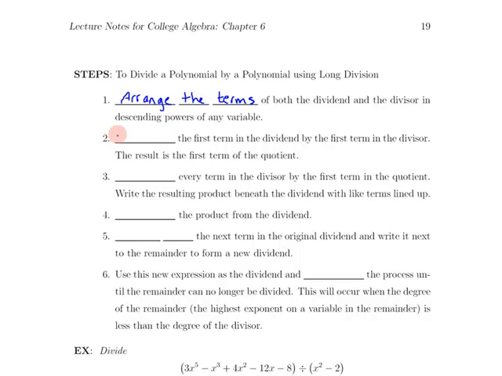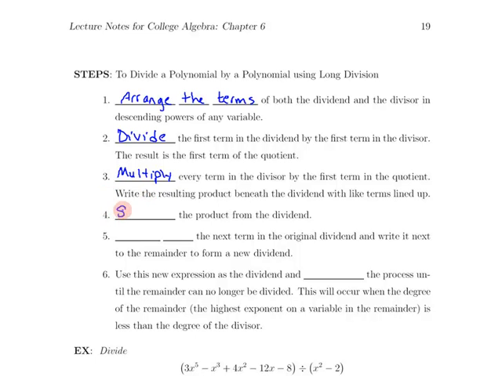Okay, next thing you do is you divide the first term of the dividend by the first term of the divisor, and the result is the first term of the answer, or the quotient. Then we multiply every term that's in the divisor, that's outside the long division symbol, by the first term of the quotient, which is the answer. And we write that resulting product underneath the dividend where the like terms line up.